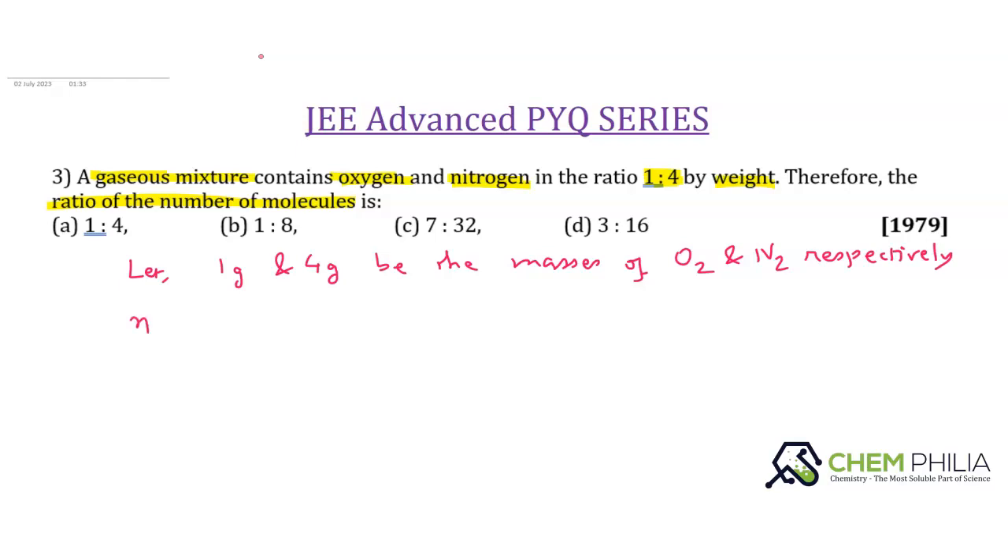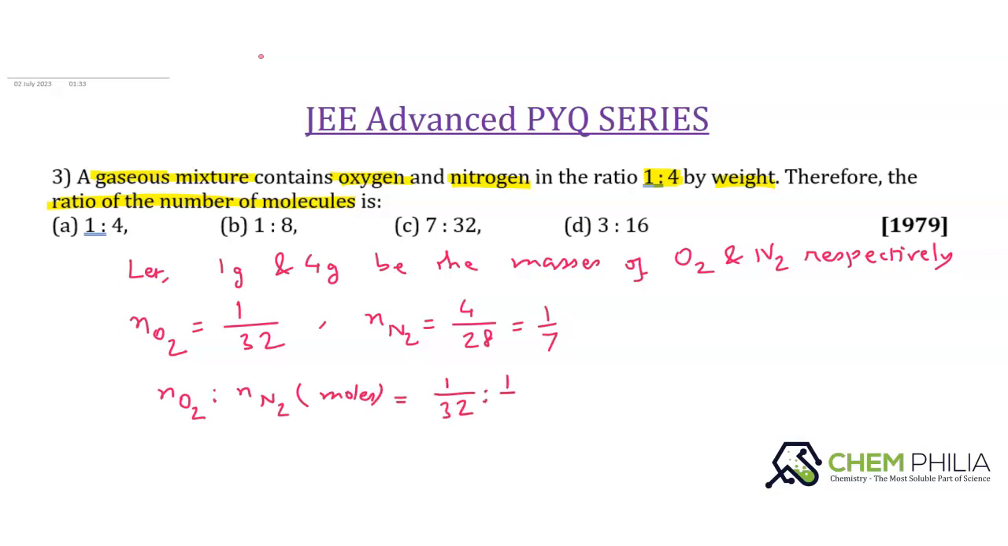Clear? So what is the number of moles of oxygen? Its mass by molecular weight. Mass is 1, molecular weight is 32. And number of moles of nitrogen, the mass is 4, molecular weight is 28. So it's 1 by 7. Clear? So number of moles of oxygen is to number of moles of nitrogen. So we are getting the ratio of number of moles, and it's 1 by 32 is to 1 by 7, which means 7 is to 32, right?